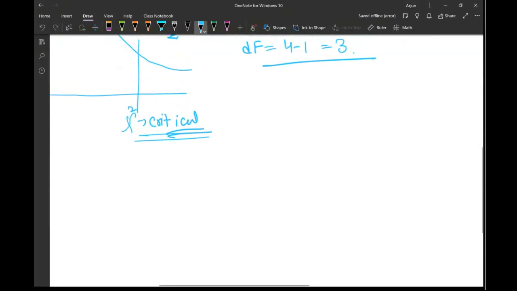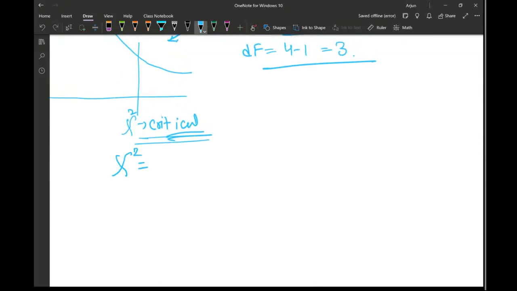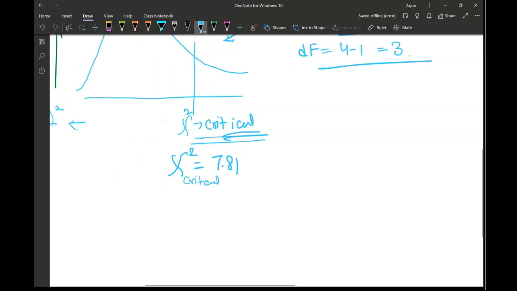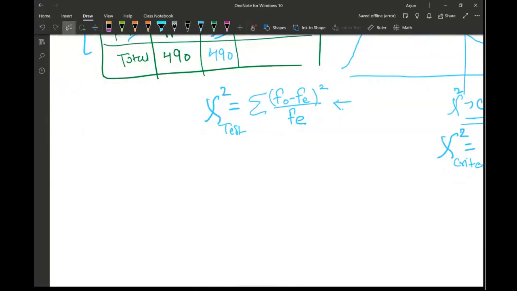All right, so this value comes out to be chi-square 7.81. And once you figure out this value, let me quickly recheck it. Yeah, this is on the last page, corresponding to 3, it is 7.81. Now that is chi-square critical. Now you will do the test. So how are you going to do the test?